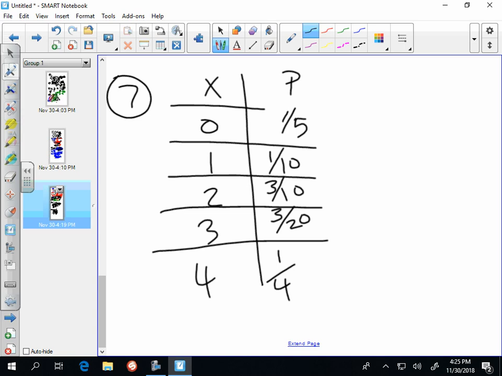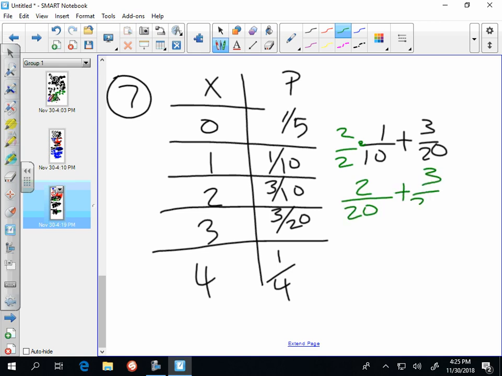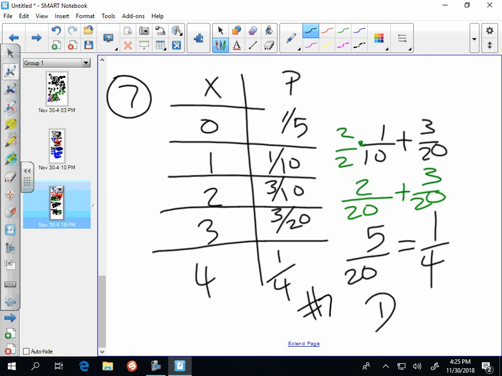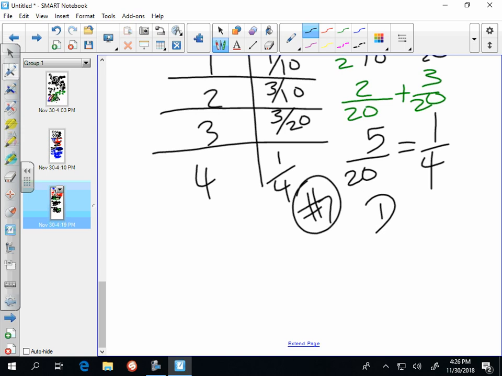Well, I'm thinking about 1 over 10 plus 3 over 20. I need to make a common denominator here, 2 over 2. I get 2 over 20 plus 3 over 20. That'll be 5 over 20, which reduces to 1/4. So, what is the probability of odd? Probability of odd is 1 in 4, and that corresponds with choice D for problem number 7. Okay, number 8. I need to think a bit on number 8.